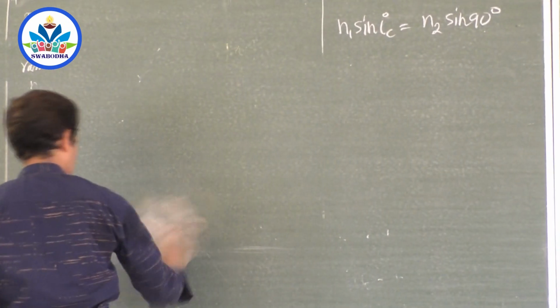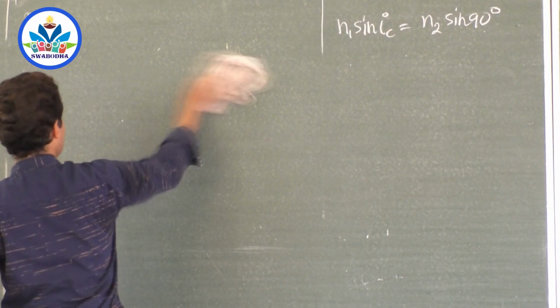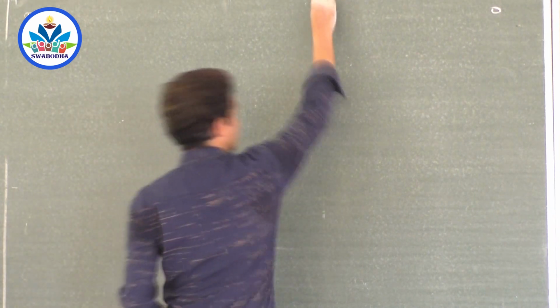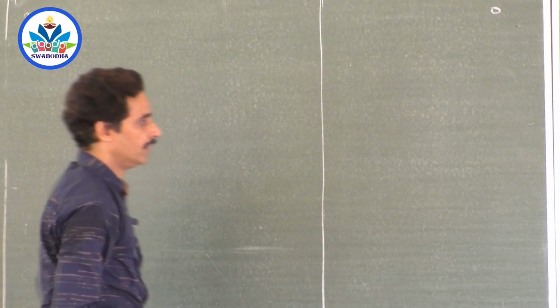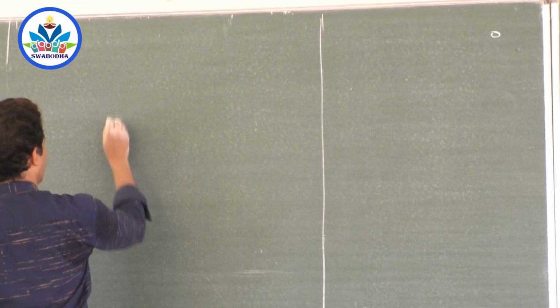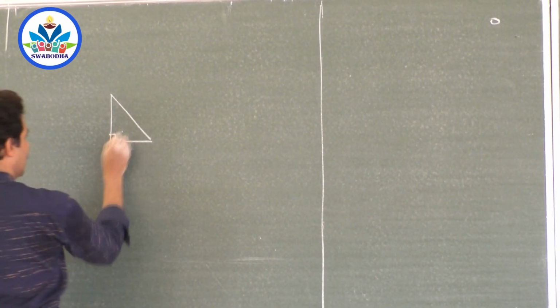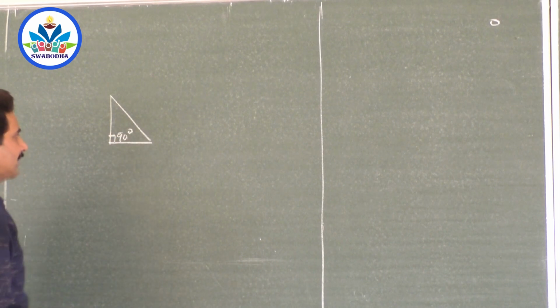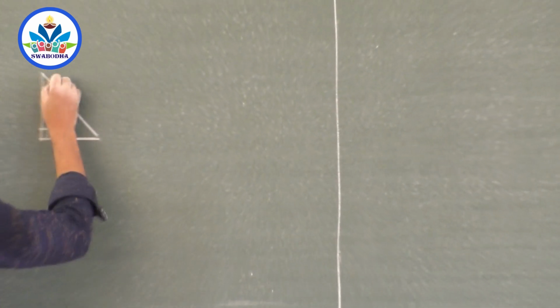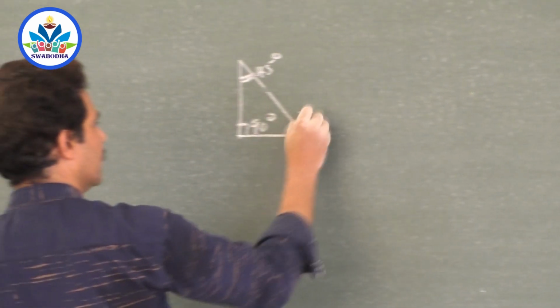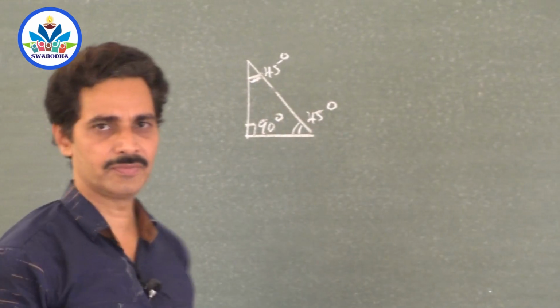Total reflecting prisms are right-angled isosceles prisms made up of glass. Right-angled isosceles prisms made up of glass. So if I have a right-angled isosceles prism, right angle 90 degrees, and if it is isosceles, these two angles should be equal. So the remaining are 90, 45, 45. They are called total reflecting prisms.